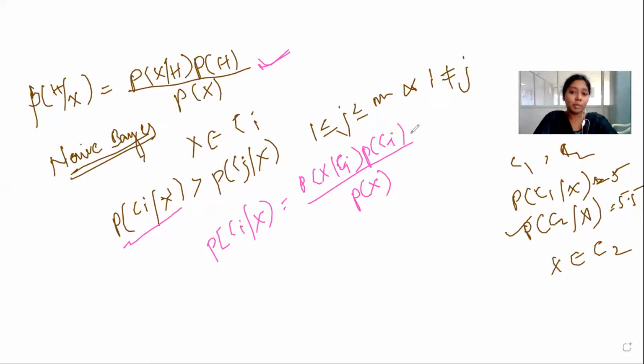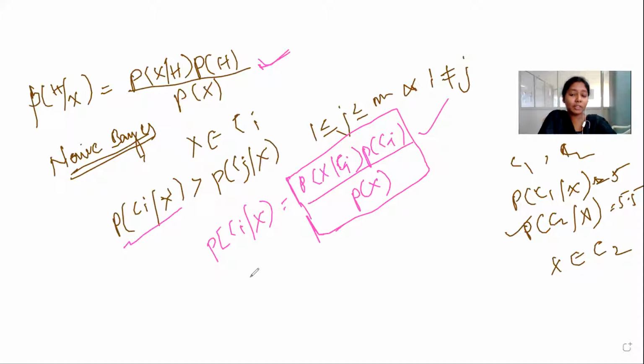So this is the formula for the posterior probability from the Bayes theorem. Now we need to calculate this for each and every class. That means for class C1, what is the formula? P of x by C1, P of C1 by P of x. And for class C2, what is the formula? P of x by C2, P of C2 by P of x. Right or not?